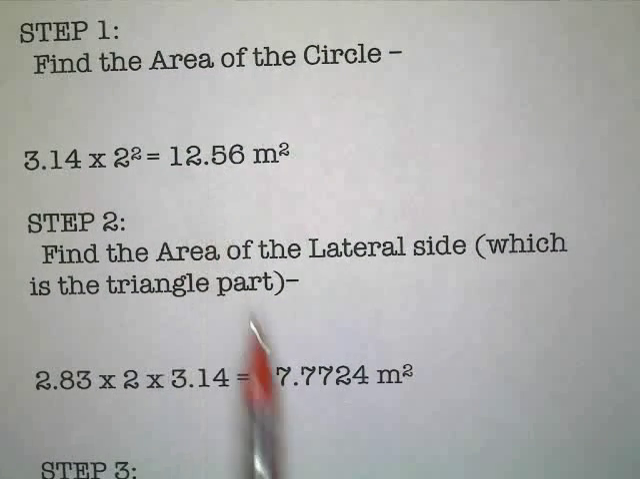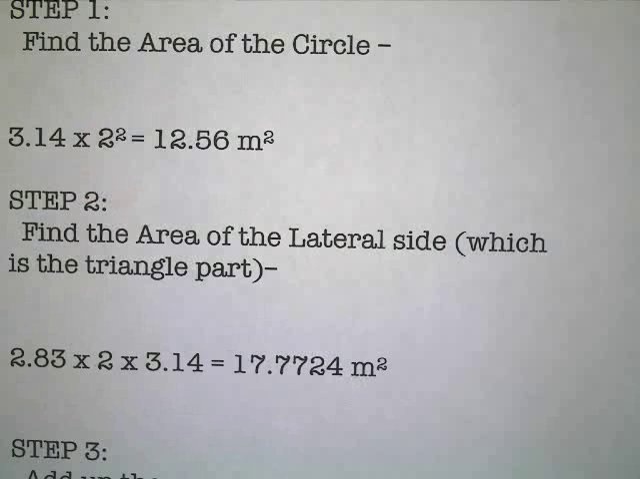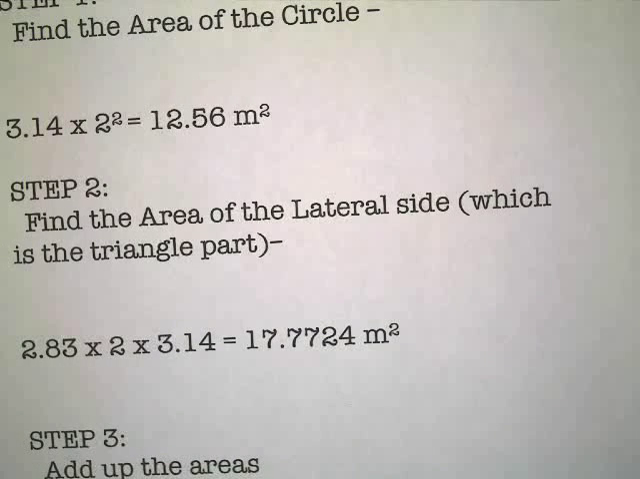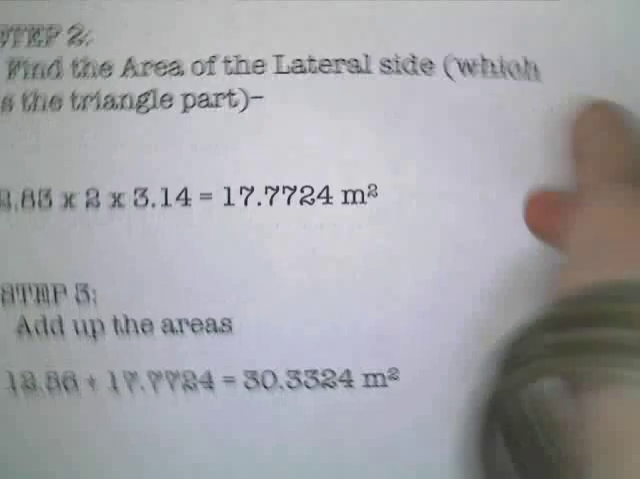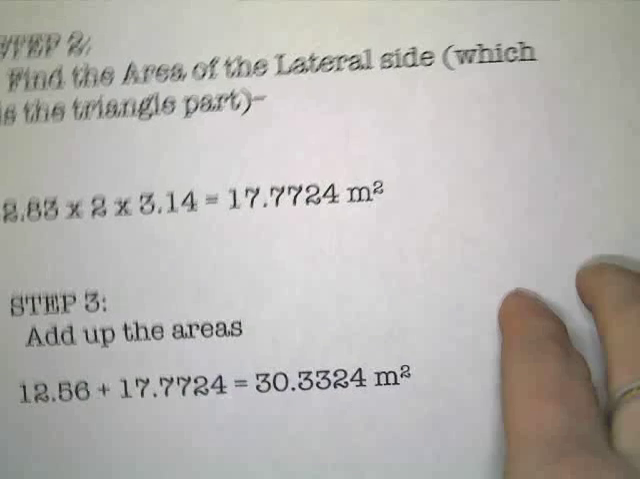So now we have the area of our circle, yes? And we have the area of our lateral side, yes? What do we do? What's step 3? Garrett. Add the 2 together. So you simply will take 12.56, 17.7724, add them together, and you should come up with 30.3324 meters squared.